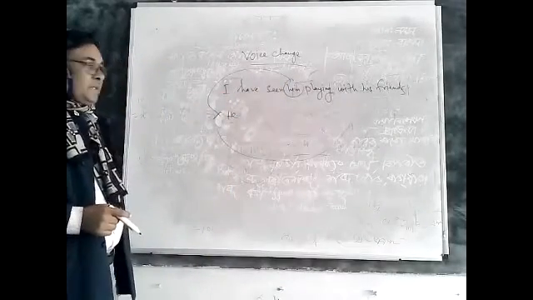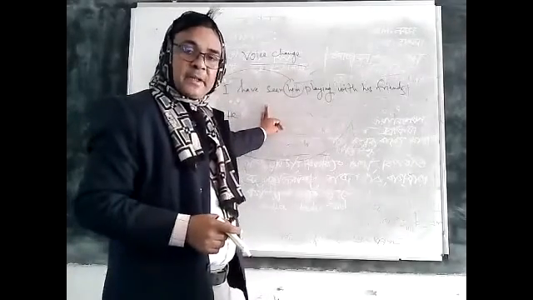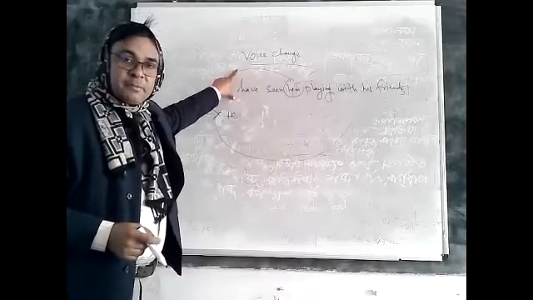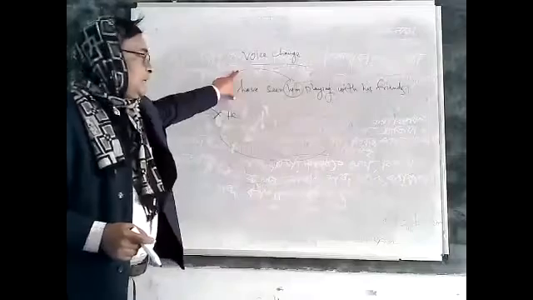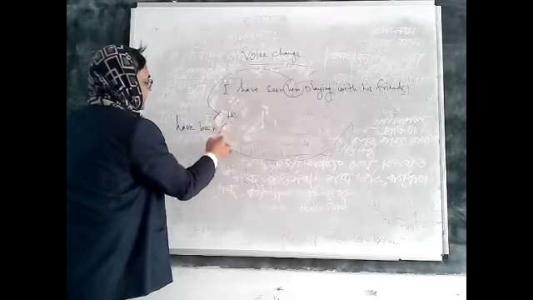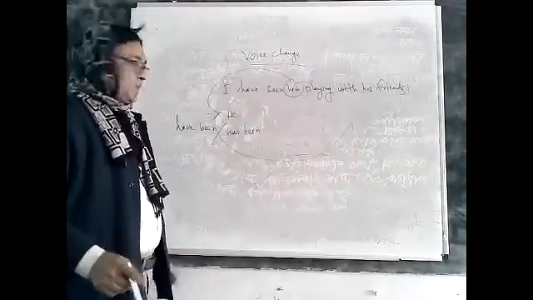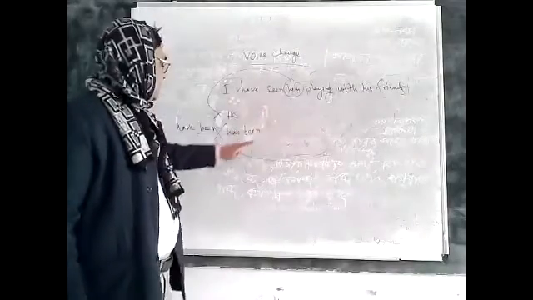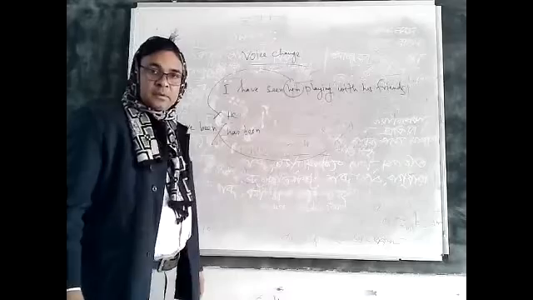Understand? Then according to the tense, we have to write the be verb. For present perfect tense, we take or we write either have been or has been. For present perfect tense, we take the verb either have been or has been.